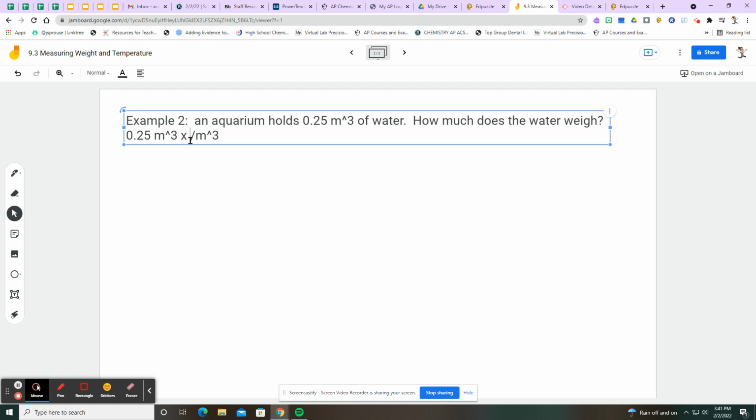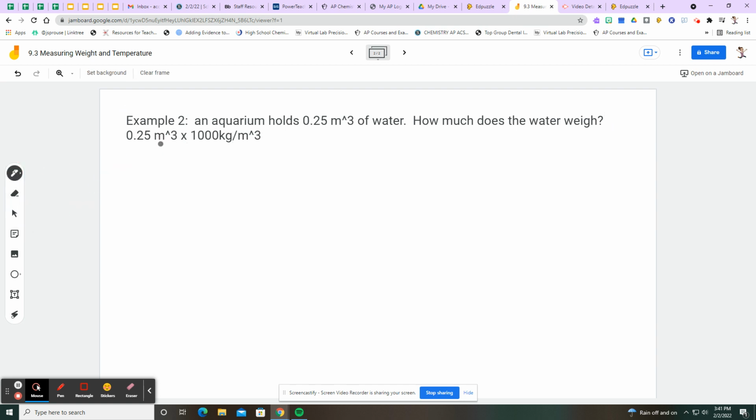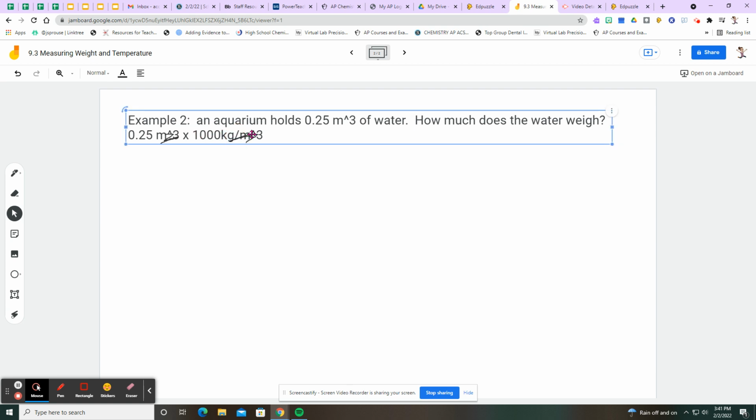Then I look up at my table, and in my table on page 604, it says 1 meter cubed is equal to 1,000 kilograms. So that is my conversion: 1,000 kilograms over 1 meter cubed. So my meters cubed will cancel out, and that should be a 1 right there. So 0.25 times 1,000 is going to give me 250 kilograms.